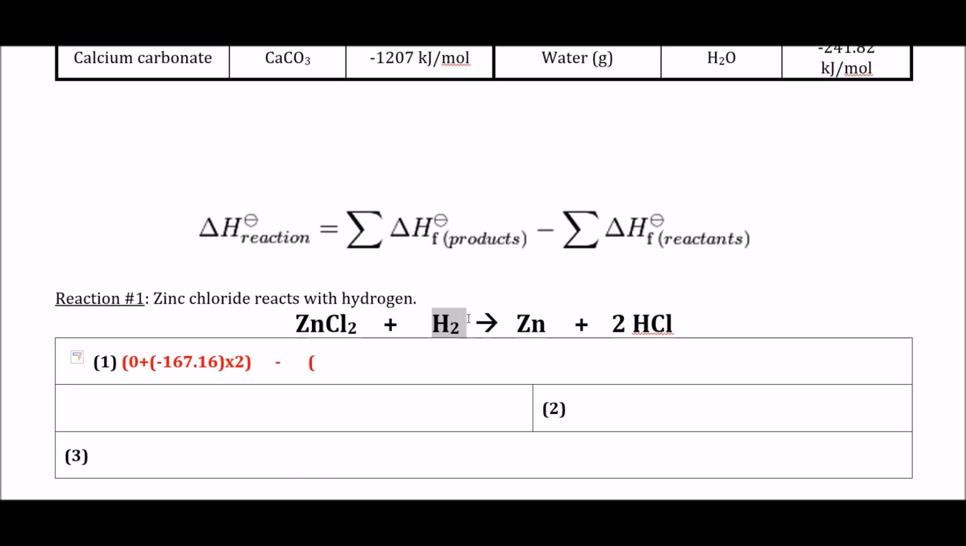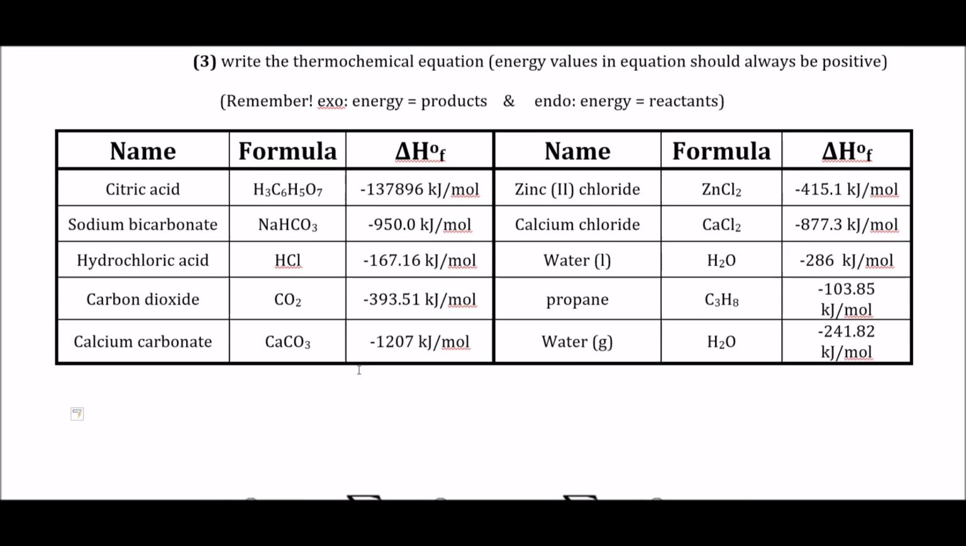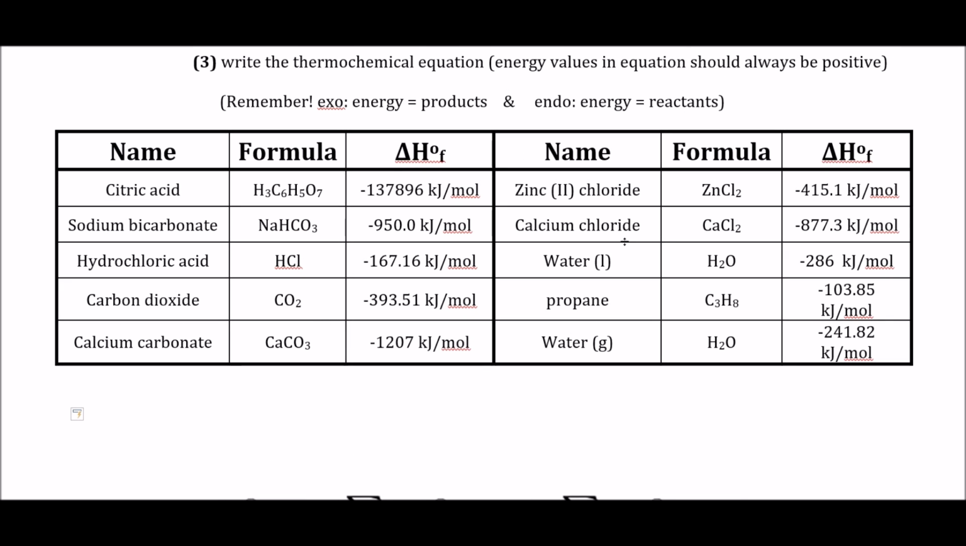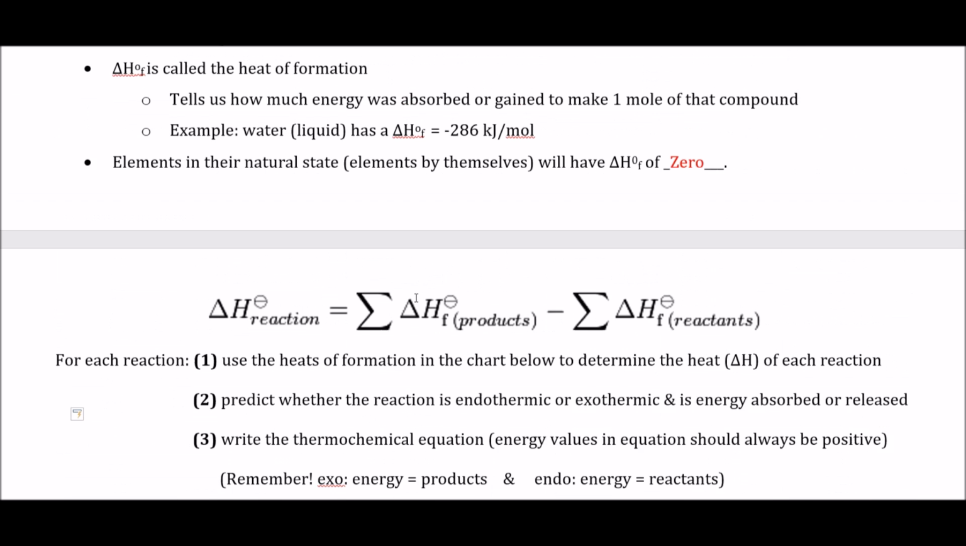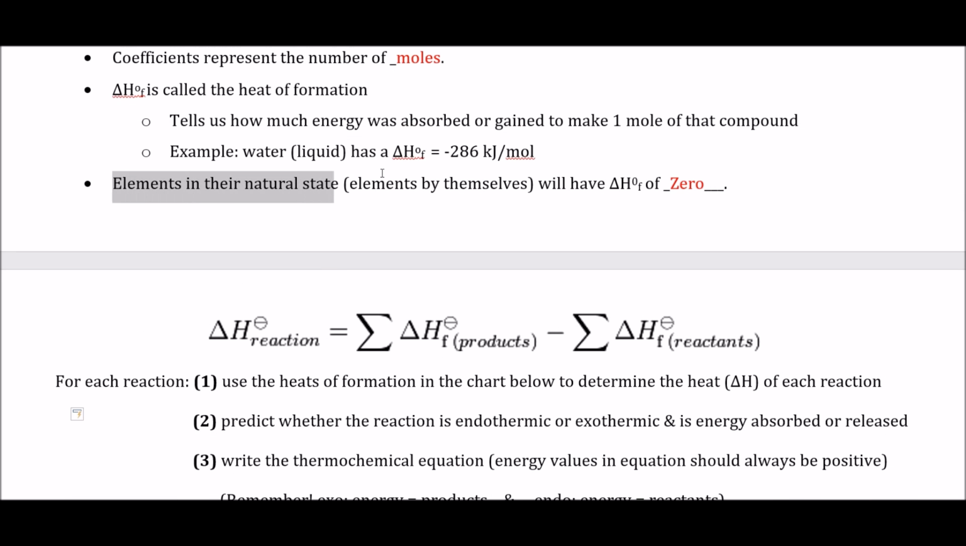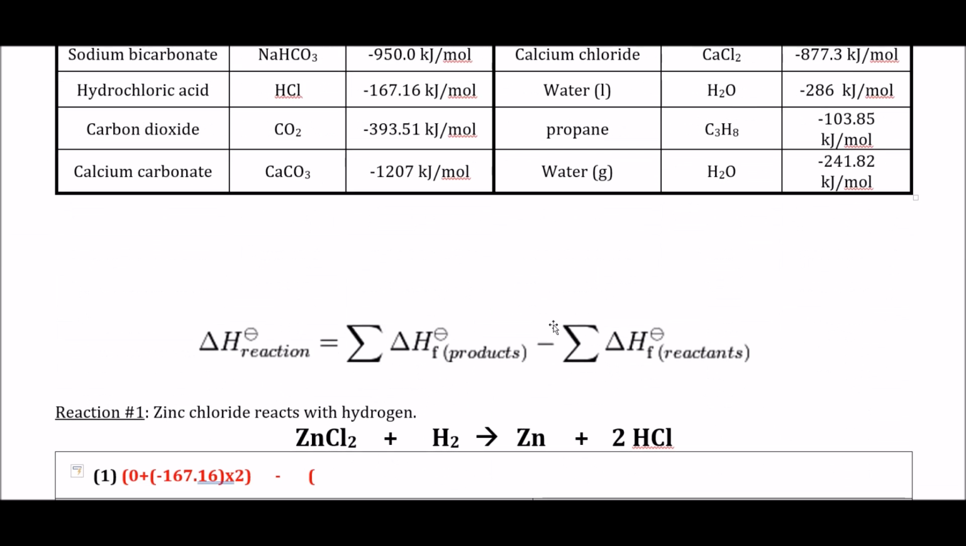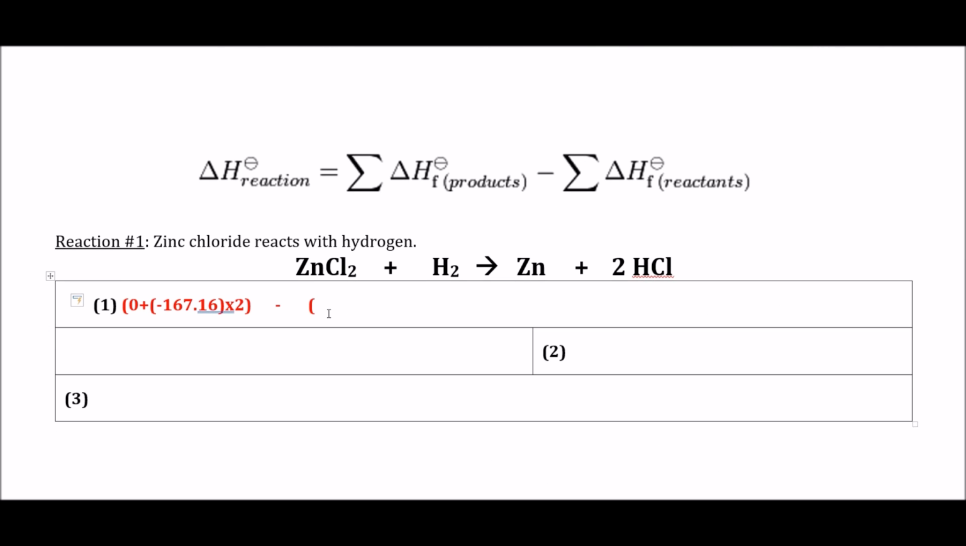So let's take a look at hydrogen gas here. Well, what is the heat of formation for hydrogen gas? Well, it's not on this chart. Why is it not on this chart? Well, if we take a look up at our notes, again, elements, what do elements have? They have 0. And so let's go ahead and put 0 in there.